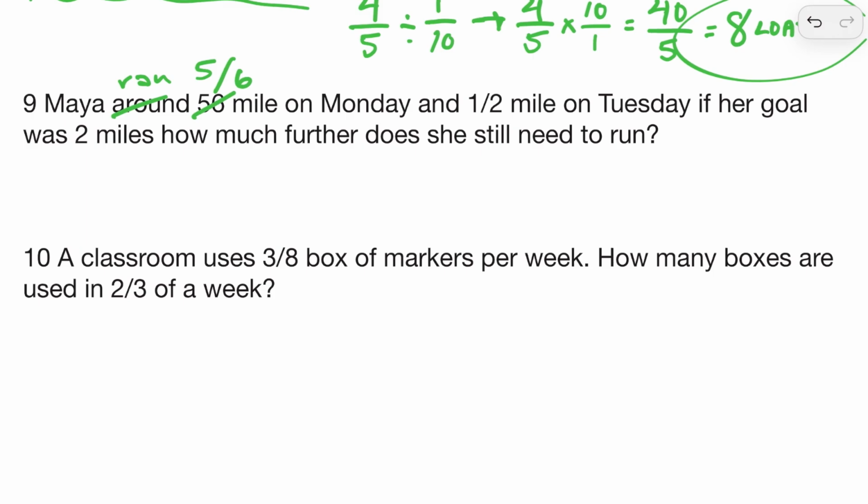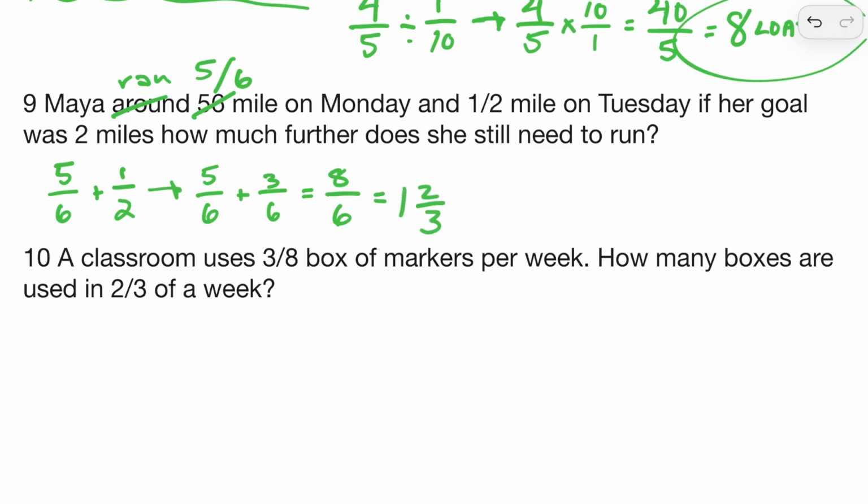First thing we're going to do is we're going to add 5 over 6 plus 1 over 2 to find out how much she's run already. The way we're going to do this is we're going to keep 5/6 but change 1/2 to 3/6. And we do that because we need like denominators. This is 8 over 6. And this is equal to 1 2/3.